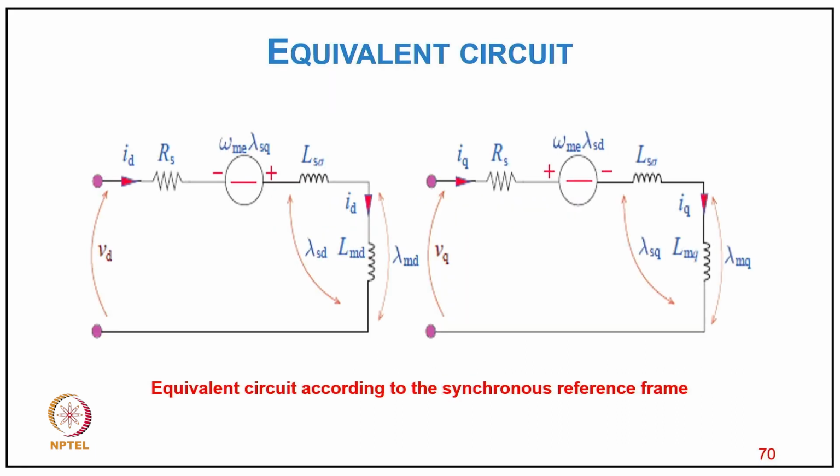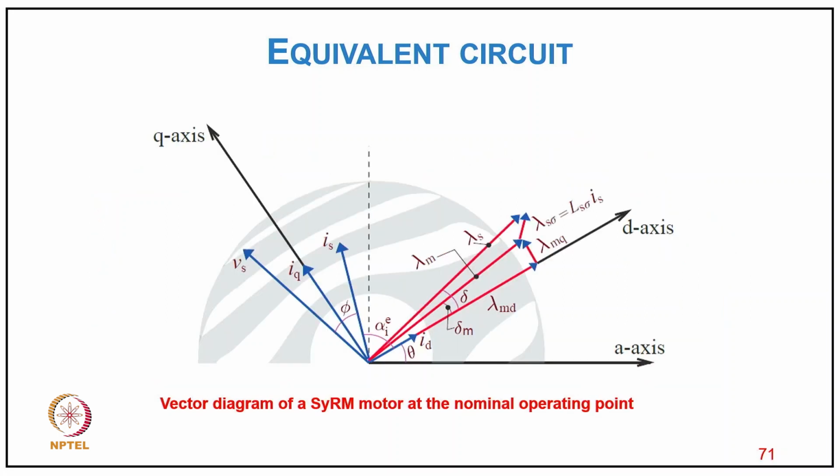Then coming to the equivalent circuit, we have the equivalent circuit according to the synchronous reference frame. In the direct axis, we have of course the resistance, and at synchronous reference speed, the speed omega m into lambda sq and then lambda md, that is the direct axis. And there is a quadrature axis equivalent circuit of the synchronous reluctance motor for both axes with the VD and EQ.